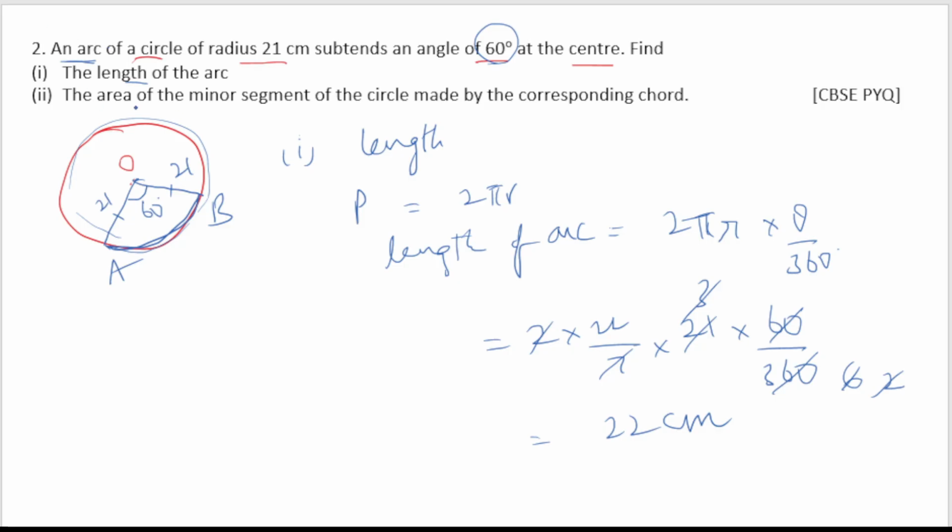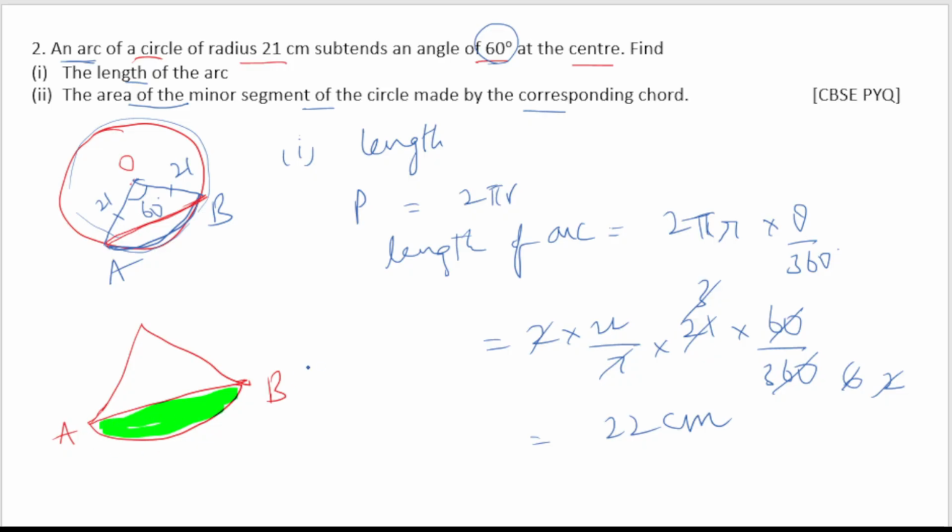Okay, and in the second one, we have to find the area of the minor segment of the circle made by the corresponding chord. What is the chord here? See, AB is the arc. AB is the length of the arc. Okay, if we directly join A and B, this becomes a chord. So we have to find the area of the minor segment. See, this is AB. If we join AB directly, we get a chord. And we have to find the area of the minor segment. See, this is the minor segment. It is the area between the chord AB and the arc.